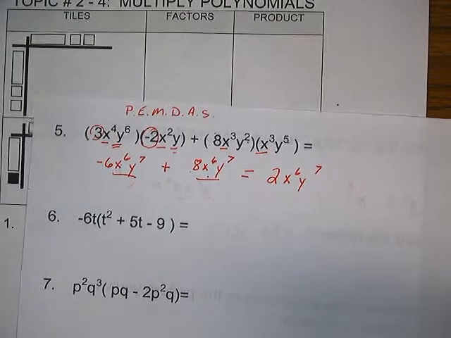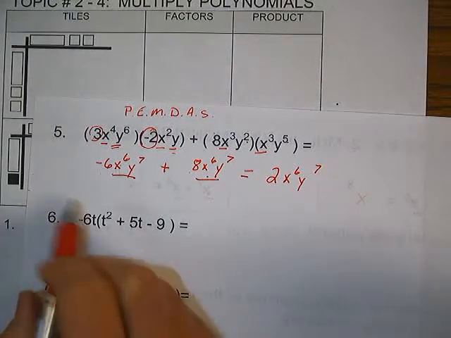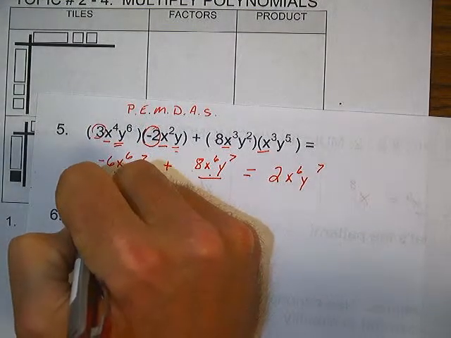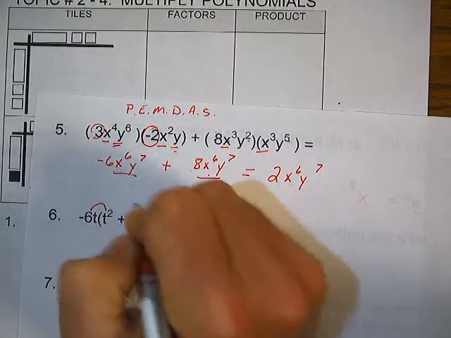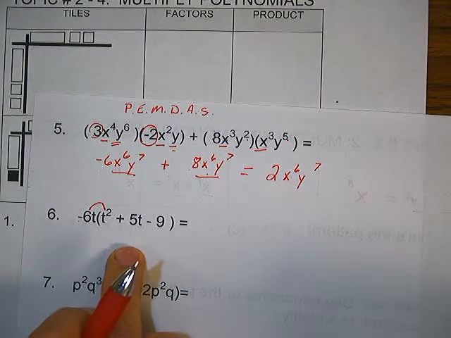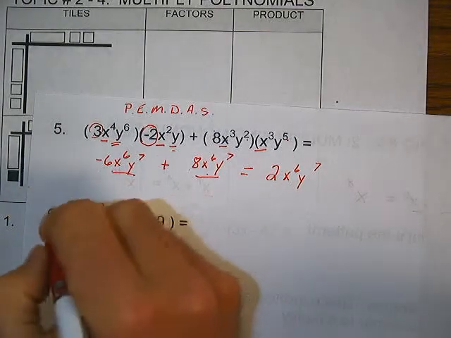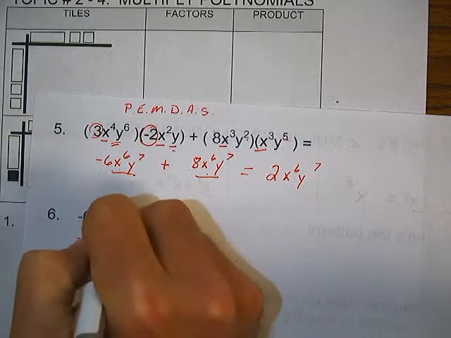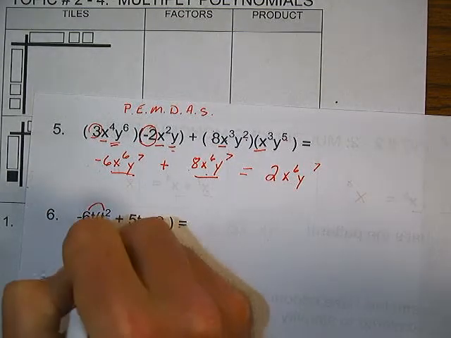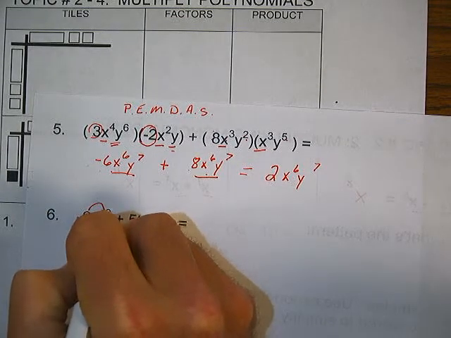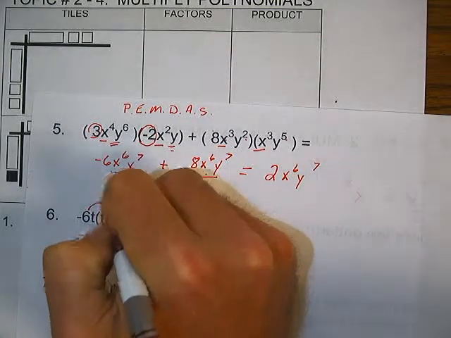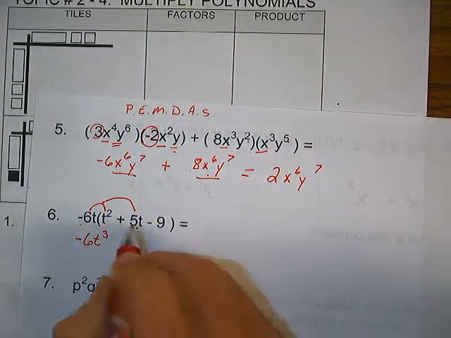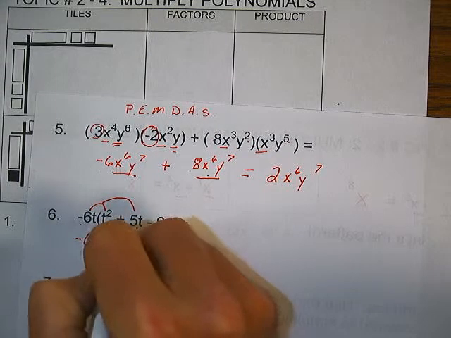Here, on 6, we're just distributing a negative 6t. Okay, so we're going to multiply negative 6t first by t squared. Negative 6 times t squared would give us negative 6, add the exponents, 2 plus 1, t to the 3rd. Now, multiply it by 5t. Negative 6 times positive 5 is negative 30.